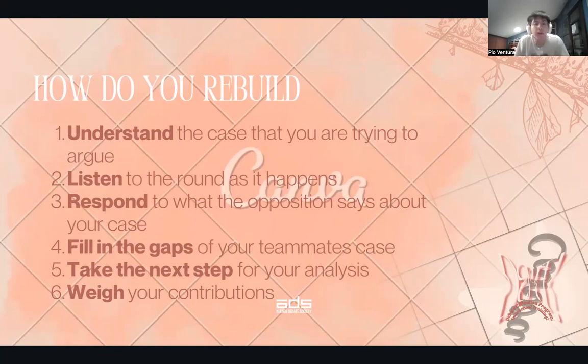The next thing I want to talk about is taking the next step for your analysis. So this is building off what we previously discussed, which is filling in the gaps. So aside from patching up the holes that are poked into your case, I think the next step and the next burden that you have as a second speaker, or just as a constructive speaker in general, is to elevate the analysis as well. So what this looks like is that firstly, it's important to recognize that individual pieces of analysis are limited in broadly two ways.